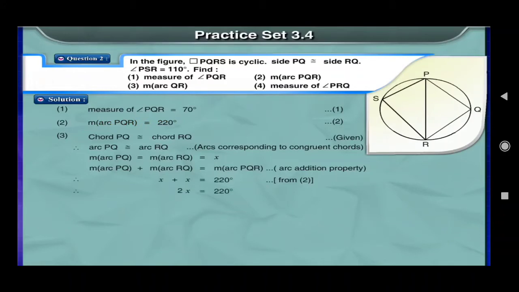Therefore, 2x is equal to 220 degree, and therefore x is equal to 220 degree upon 2, which is equal to 110 degree. Therefore, measure of arc PQ is equal to measure of arc QR is equal to 110 degree. Therefore, measure of arc QR is equal to 110 degree.